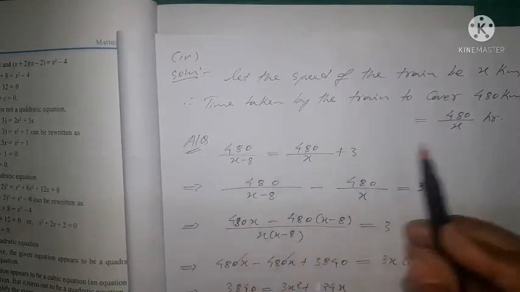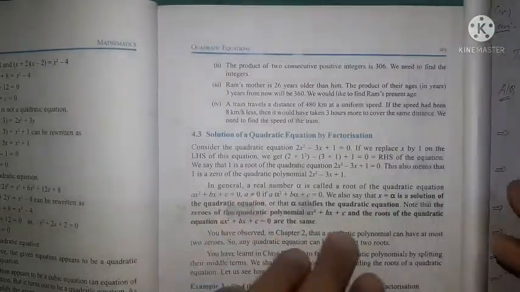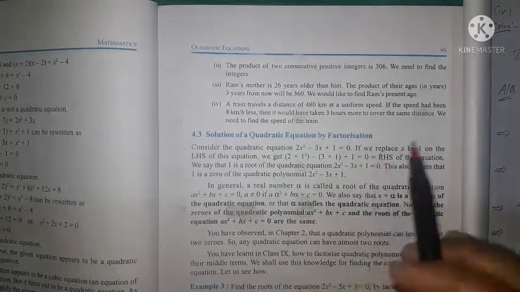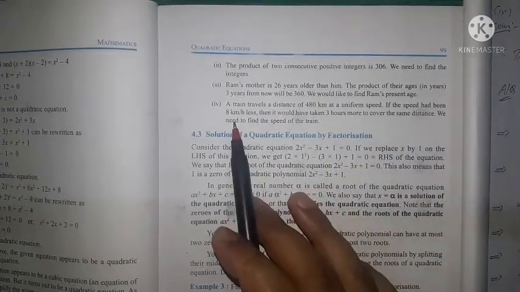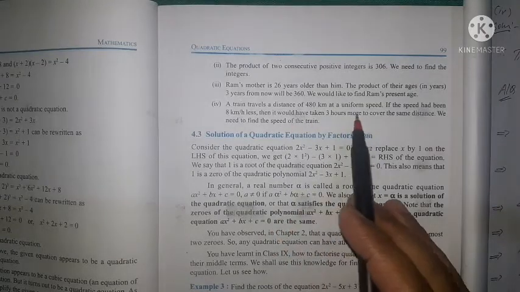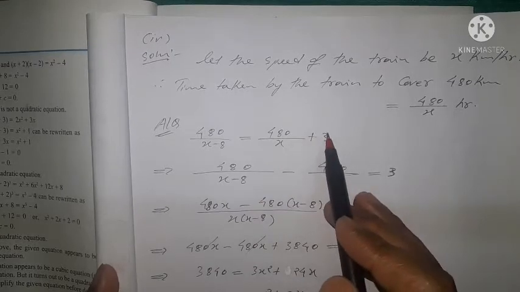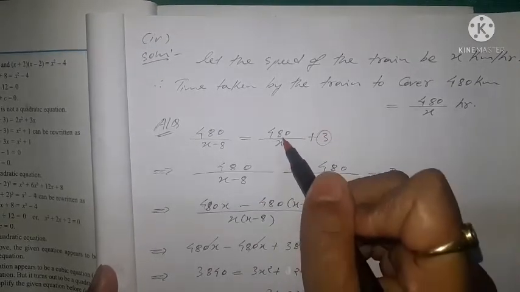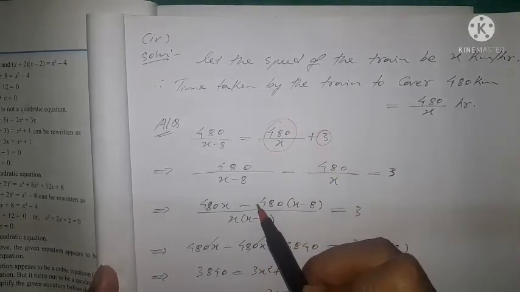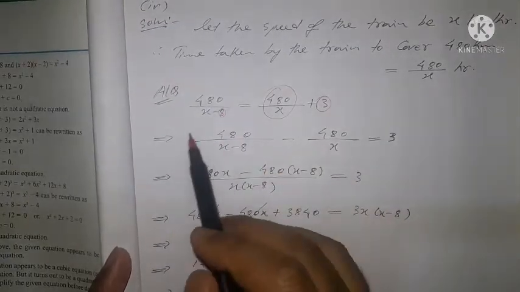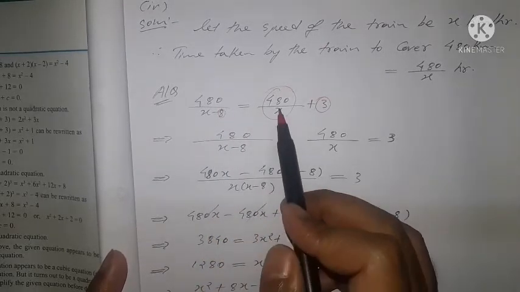Now according to the question, if the speed of the train is 8 km per hour less, then it would take 3 hours more to cover the same distance. That means when we decrease the speed, obviously the time taken will be more. So it will take 3 hours more than the usual time. Therefore, 480 by (x minus 8) equals 480 by x plus 3.